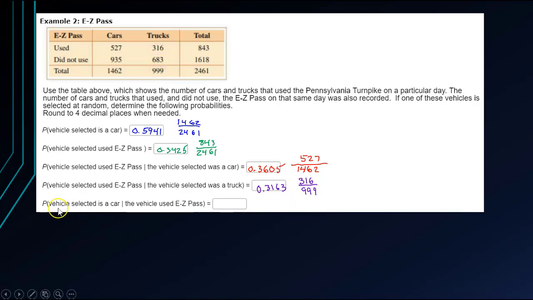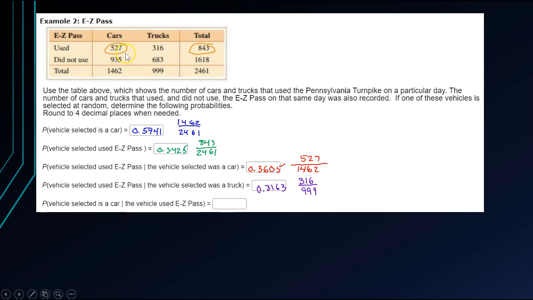Now notice this one here. The vehicle selected is a car, given that the vehicle used E-ZPass. A lot of people think that this one here and this one here are the same thing. They're not. I'm given that this person used E-ZPass, so my total is 843. That's my bottom number.